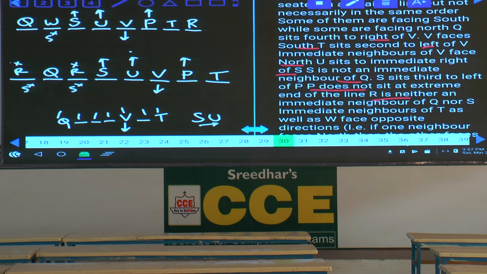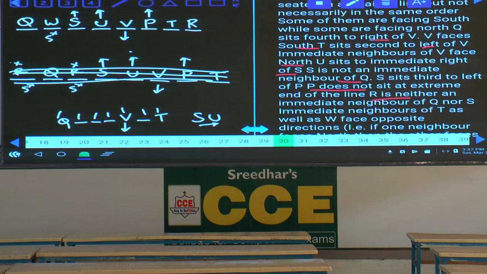R cannot be in any other remaining places. And there is no possibility in the second place for this R. And the second possibility is completely ruled out. Clear now? Then, R is neither an immediate neighbor of Q nor S.